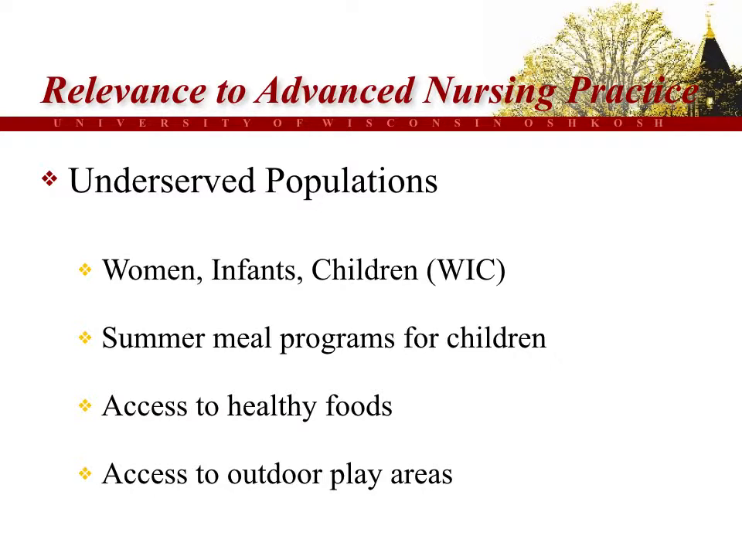Other services are also available for the underserved populations. A few examples are summer meal programs that are available to children free of charge, so that children who live in low-income households can receive the nutrition they need while out of school, in addition to the free or reduced-cost meals they receive during the school year. Lastly, access to healthy foods and outdoor play areas is also a contributing factor to obesity. Advanced practice nurses can get involved in ways to promote local policies and changes that increase these accessibility opportunities for children.